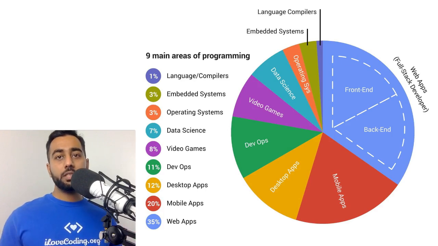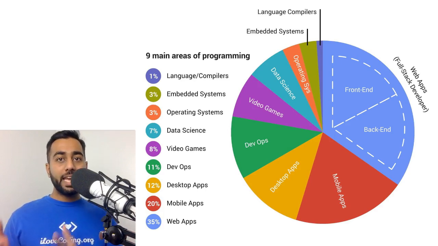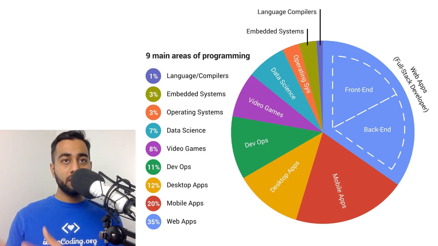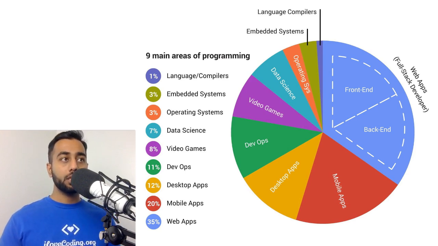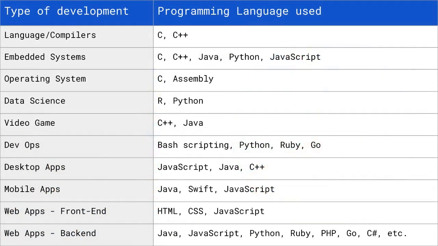Now that we have determined the 9 areas of software development, the next step is which programming language you should learn so that you are able to perform the task necessary for development. So I actually have created a table that shows you that depending on which area of software development you focus on will determine which kind of programming language you will use.